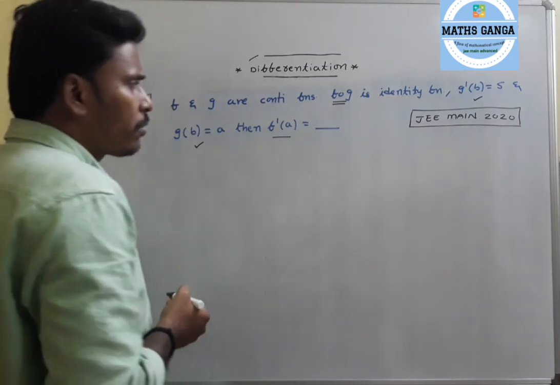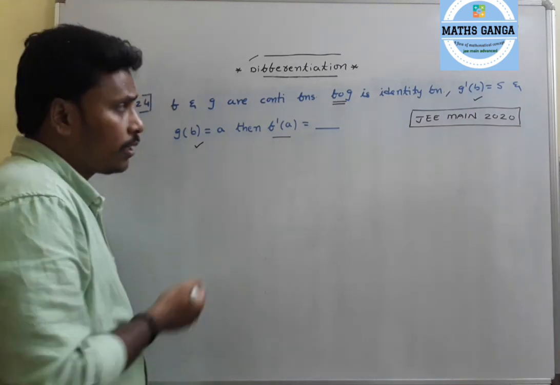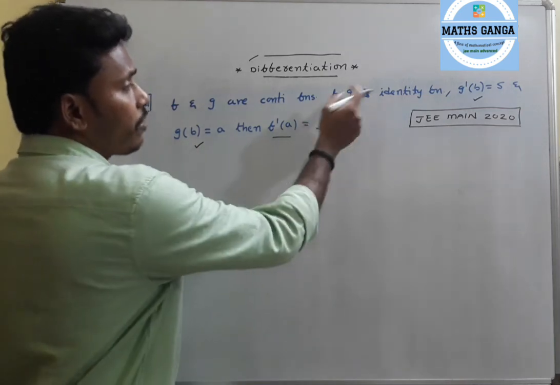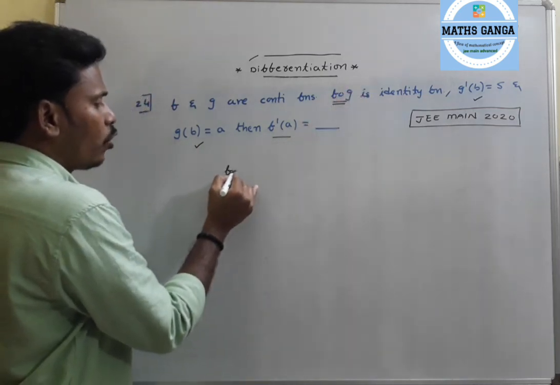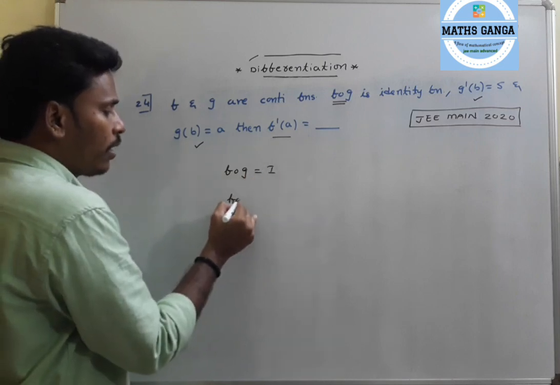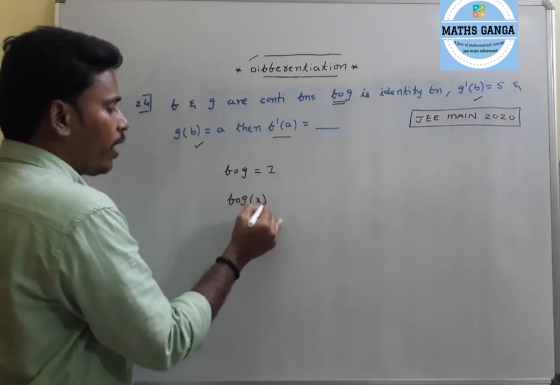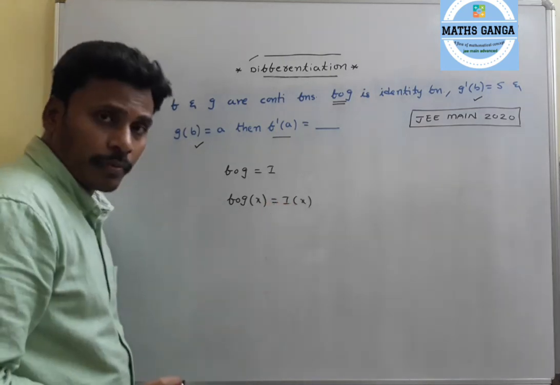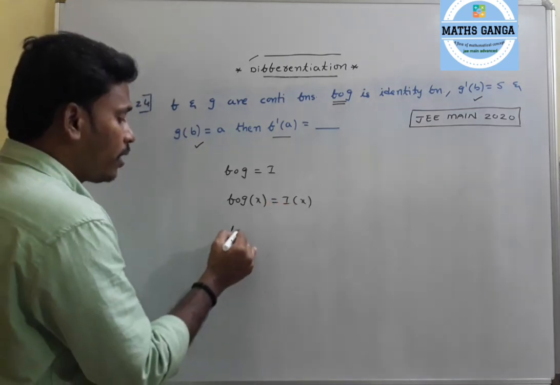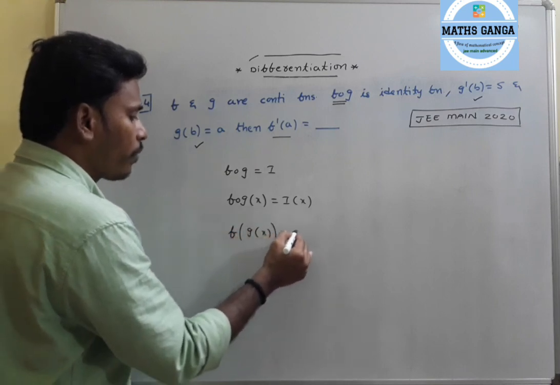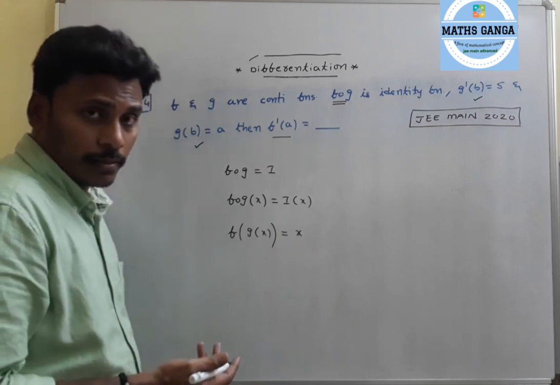We did a few problems like this in the previous classes. Look here, F circle G is given as identity, so F circle G is equal to I. That is, F circle G of X is equal to identity of X. See, F circle G of X is nothing but F of G of X, which is equal to identity of X, which is X.